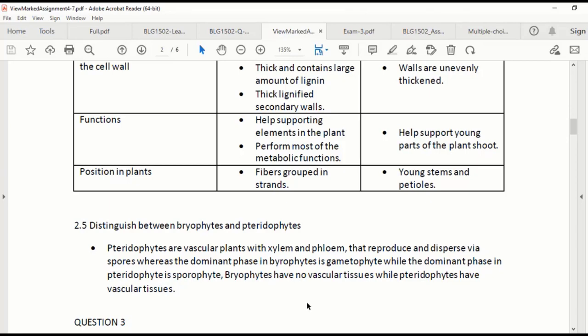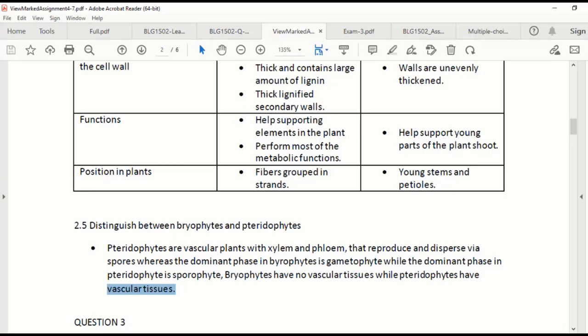the bryophytes and pteridophytes. So in another format, maybe it's not going to come, but you need to switch this dominant phase where you talk about gametophyte, then sporophyte, where this one, the pteridophyte, has vascular tissue, and this one has no vascular tissues. And these are the differences which you need to look out for when you are working on all of this.